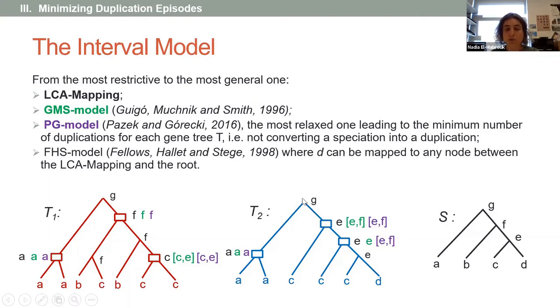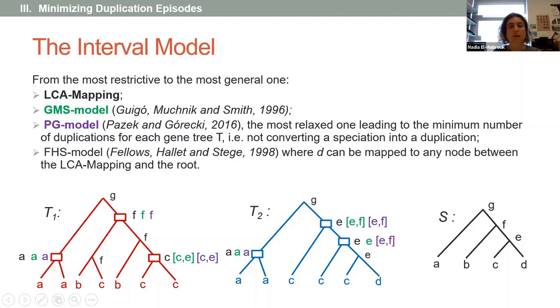So let's say, for example, take this node here. The least common ancestor here is E. So the duplication could have occurred here or at F, but not at G, because if we assign G here, then this speciation node here would become a duplication node. So we take the larger interval that would not change a speciation node into a duplication node.